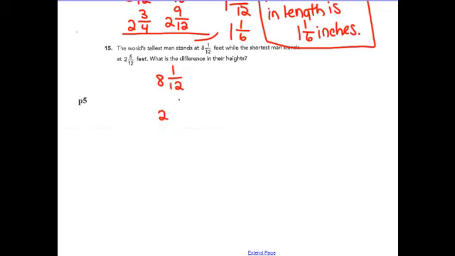Minus 2 5/12. Well, it's already got our common denominator of 12, so that's pretty easy. 1/12 minus 5/12. Oh, we can't do that. So this problem we're going to have to borrow, and you may not remember this, and this may be a skill that you've forgotten from the last year. So I'm going to borrow 1 from my 8.